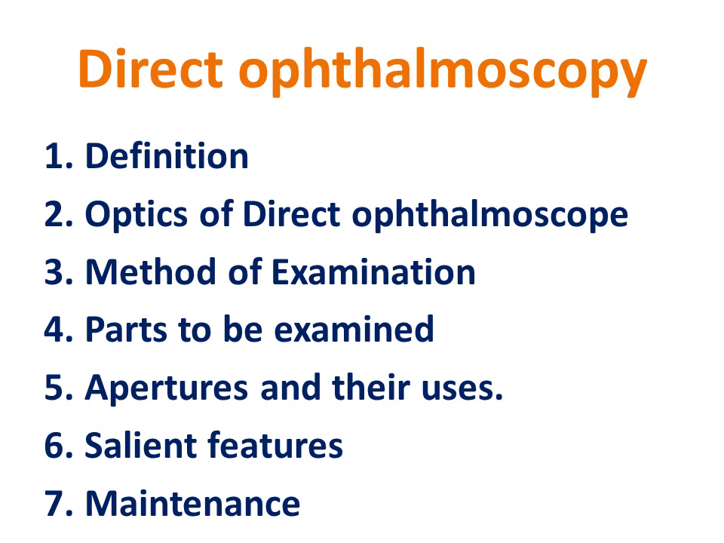And while examining the patient, you should know what are the parts that can be examined and should be examined by the direct ophthalmoscope. Then you should know the parts of the direct ophthalmoscope and the apertures that are present in the direct ophthalmoscope and their uses. Finally, we can summarize the salient features of direct ophthalmoscopy. The last point that we have to remember is the maintenance of the direct ophthalmoscope, which is very much essential so as to expect a good durability of the equipment.